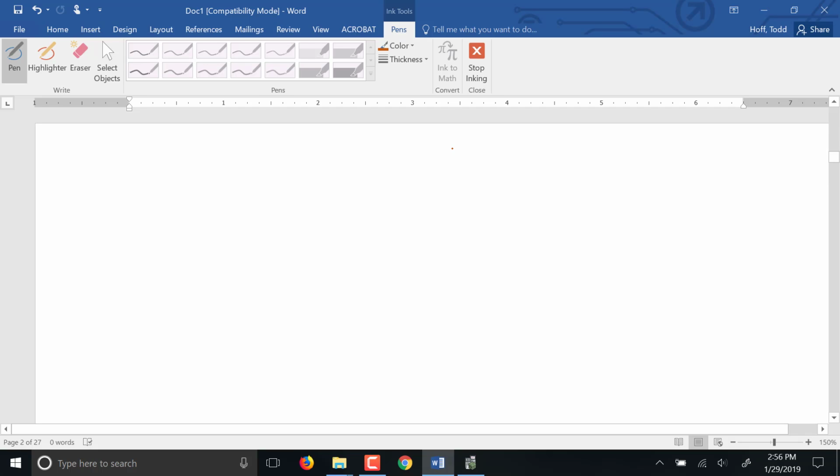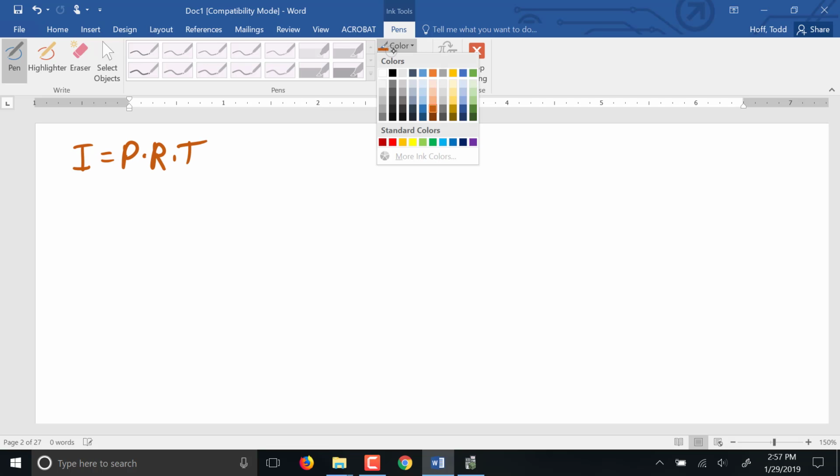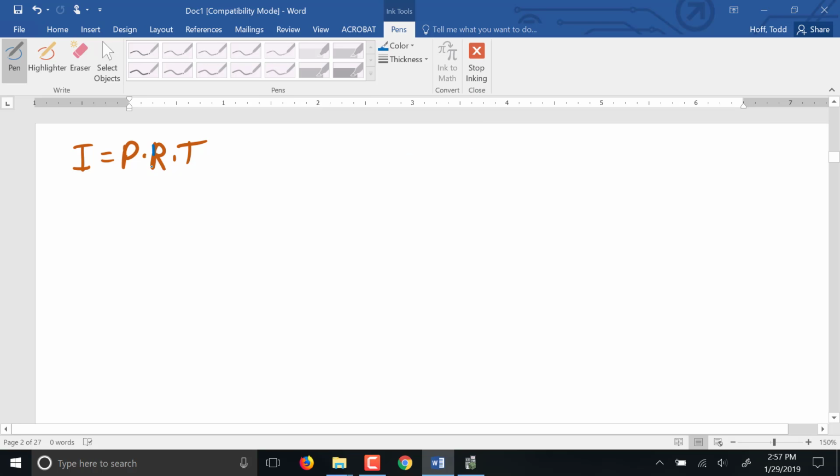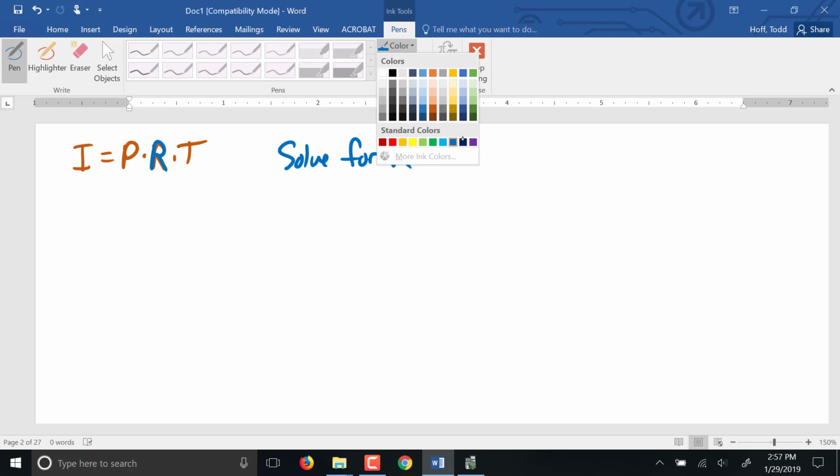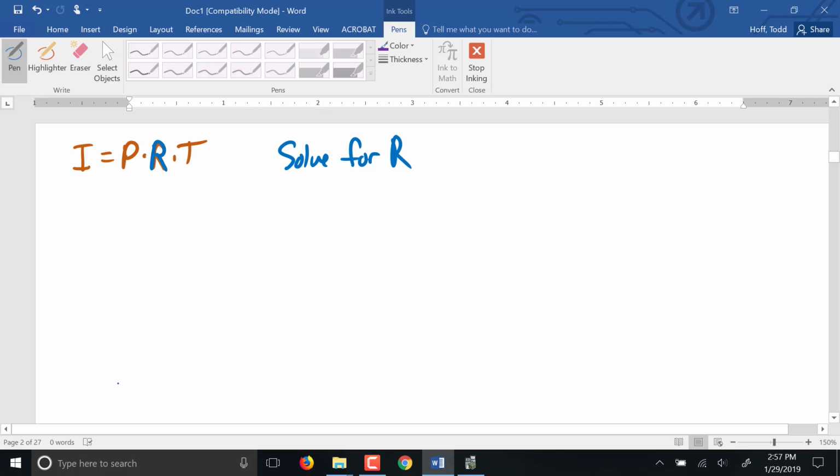If I took that I equals PRT, P times R times T, and I know that what I'm going to be looking for each time is that R, the rate, I would solve that formula for R. What that means is doing pretty much the same steps I did up above when I was putting numbers in, but I'm going to do it with just the letters.